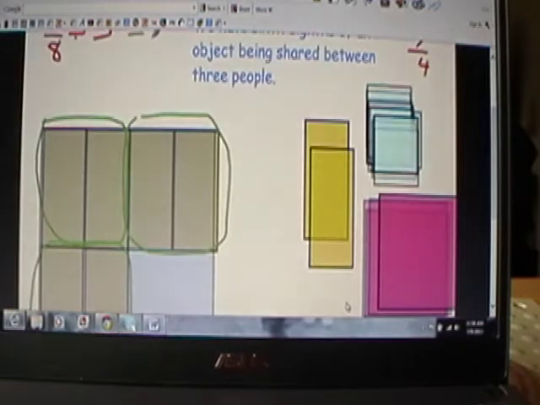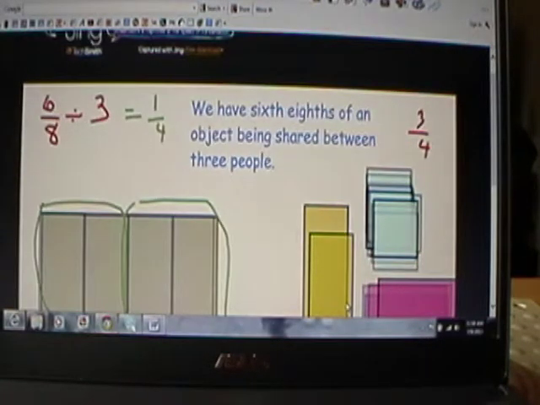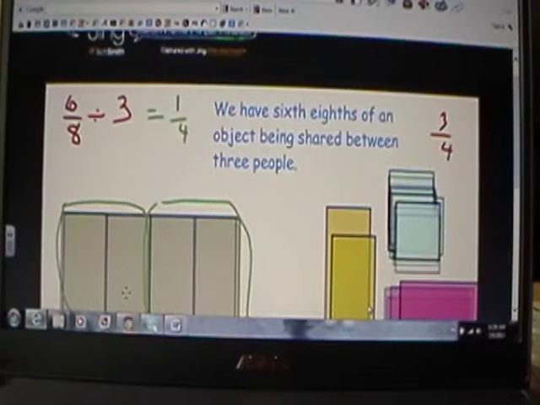All right, so now let's look and see how much each person gets, because that's going to be the answer here. Each person gets, if you count, this is 1/8, this is 2/8. So each person is getting 2/8. Now we already know that 2/8 is equal to a fourth. So how about we express it in simplest form? We know it's equal to 1/4.